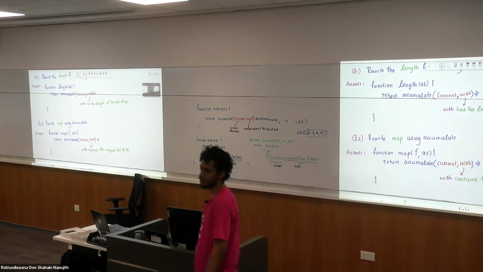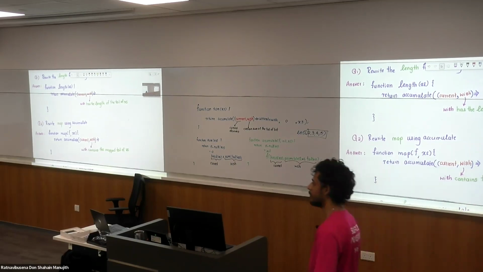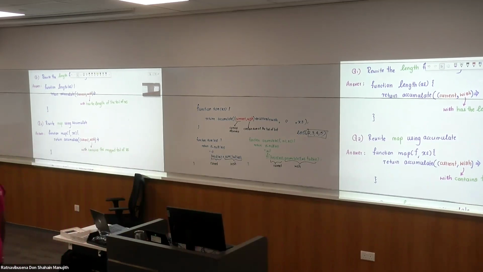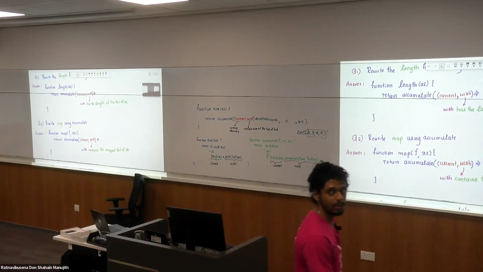Okay, so who has done? Who managed to write map using accumulate? Yes, but I told you to replace x and y by current and wish, right? Who else managed to write map using accumulate? Okay, so 10 seconds more.